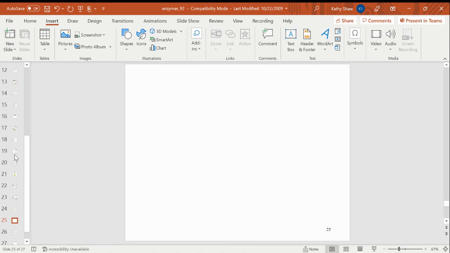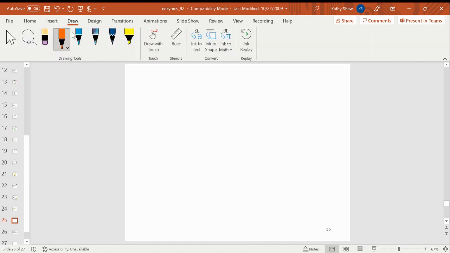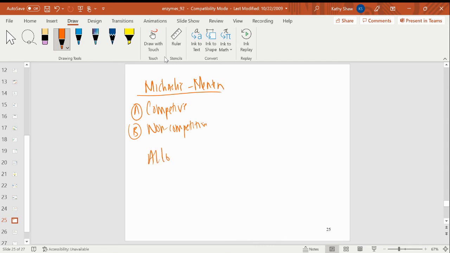Most books present this material this way. What they'll do is they'll be talking about enzyme kinetics, and they'll have a category. They'll have Michaelis-Menten, and they'll say A, competitive, B, non-competitive. Then they'll say allosteric, and I guess we only have an A, the non-competitive. And this is the more common way it's presented.